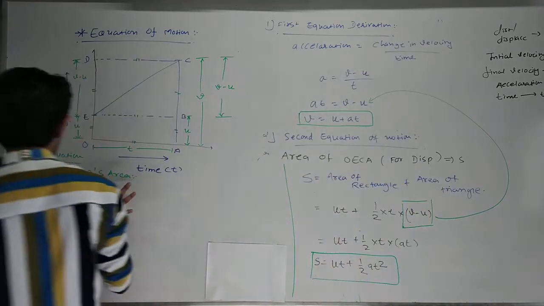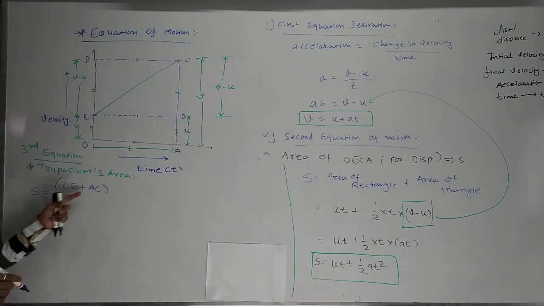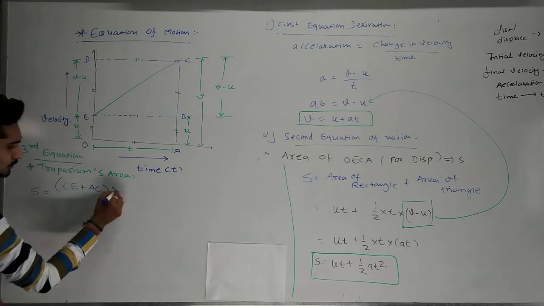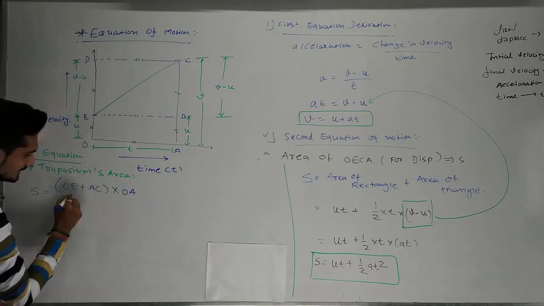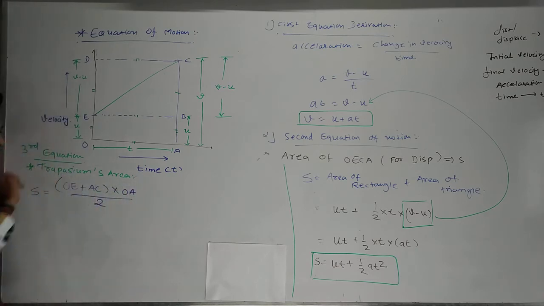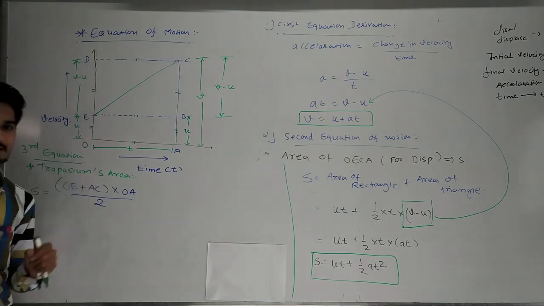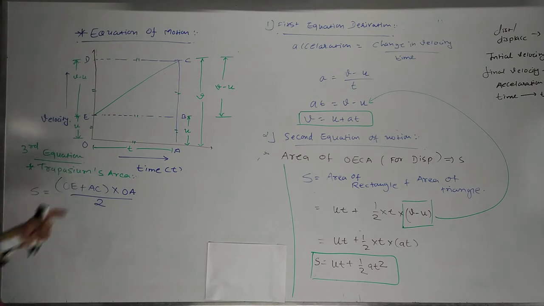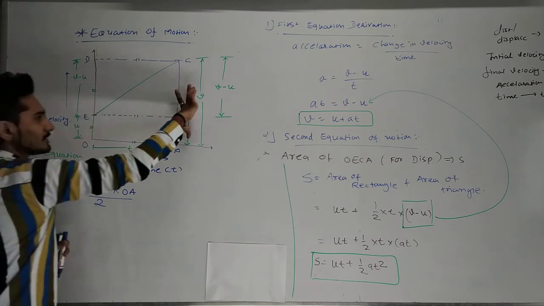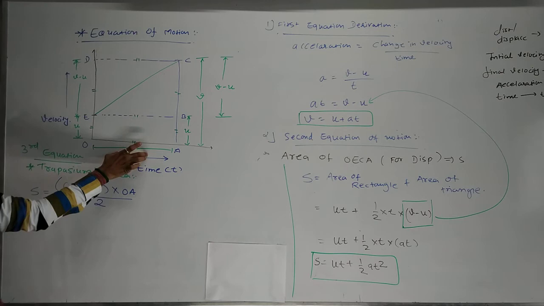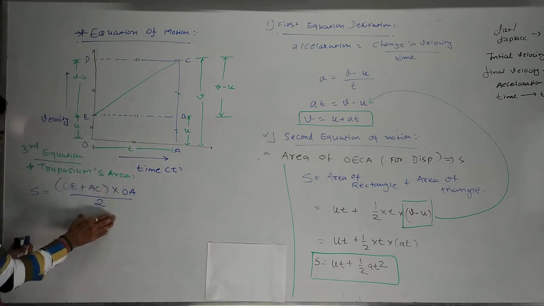So for that you need to put all the values, that (OE + AC) × OA divided by 2. That is the formula to put all the values of the trapezium, and you can find the area of the trapezium by using this side multiplied by this side, divided by that side, divided by 2. Now we are going to put all the values here.